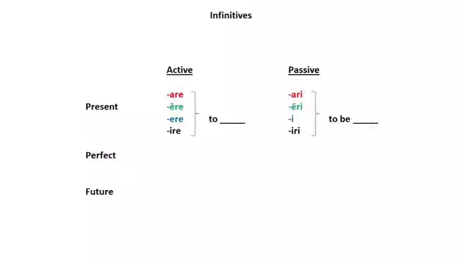The passive looks very, very similar. ARE becomes ARI. Long ERE becomes long ERI. Short ERE becomes just I, and IRE becomes IRI. And the translation in English is to be blank.